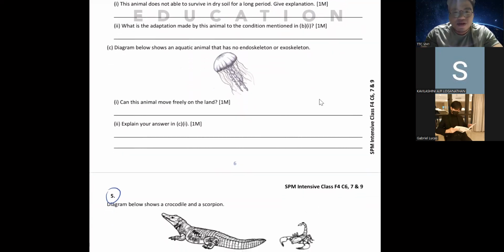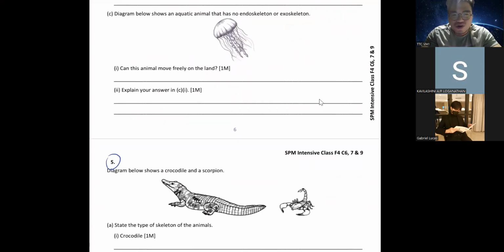Okay, C. Can this animal move freely on land? No. Okay, C1 is no. Explain the answer. You can say land has no buoyant force. No buoyant force, I will accept. Or you can say this animal requires water. It doesn't explain anything if you just say it's an aquatic animal, Kavi. You have to say why. Or you can say this animal uses a hydrostatic skeleton and it requires water.